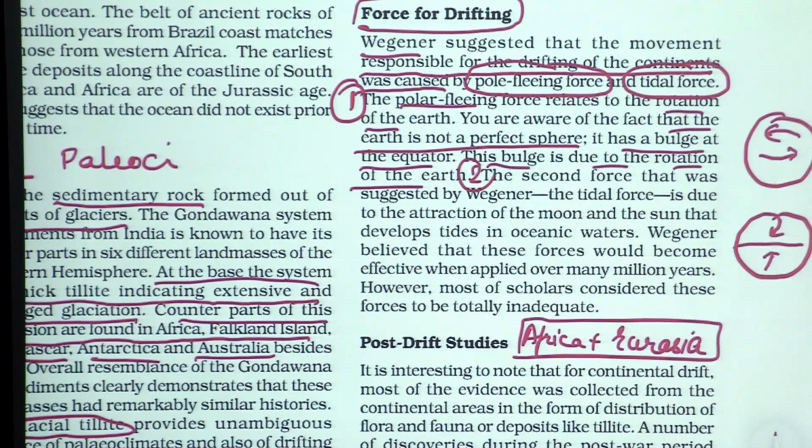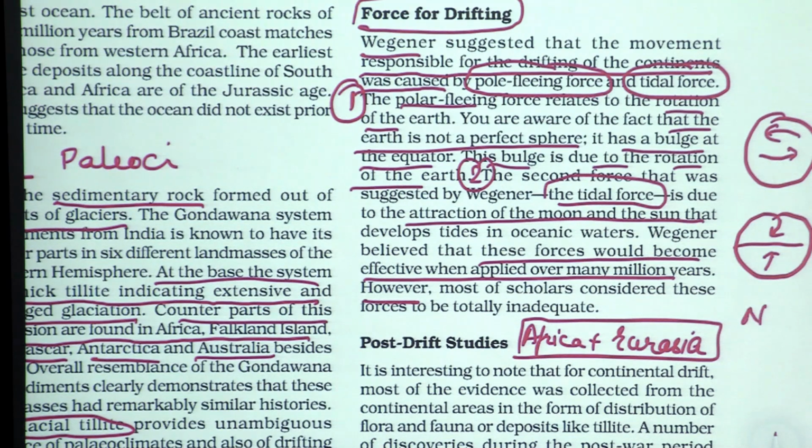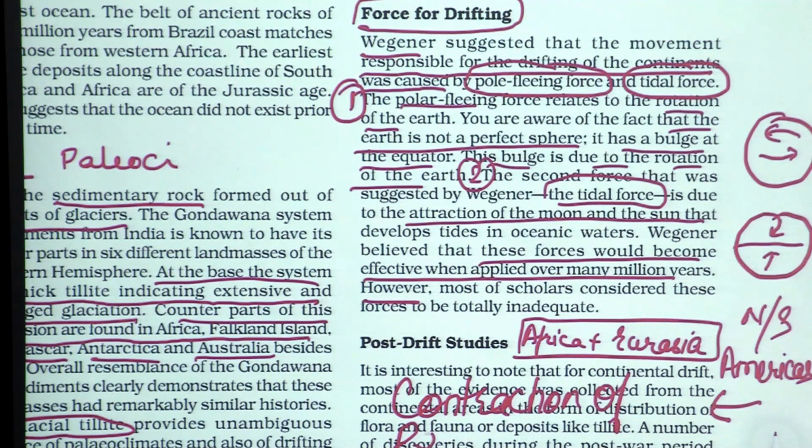And then he talks about the second force, that is tidal force. The tidal force that is caused by attraction of moon and sun, we learned it in the last video, believed that these forces would become effective when applied over millions of years and will facilitate the movement towards west. So the movement towards west resulted into what? North and South Americas drifted towards west, which resulted into what? Contraction of Panthalassa, and added to it creation of the Atlantic Ocean.